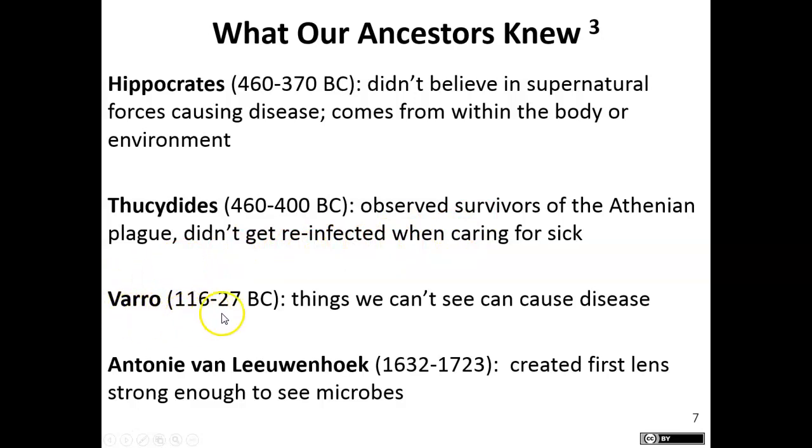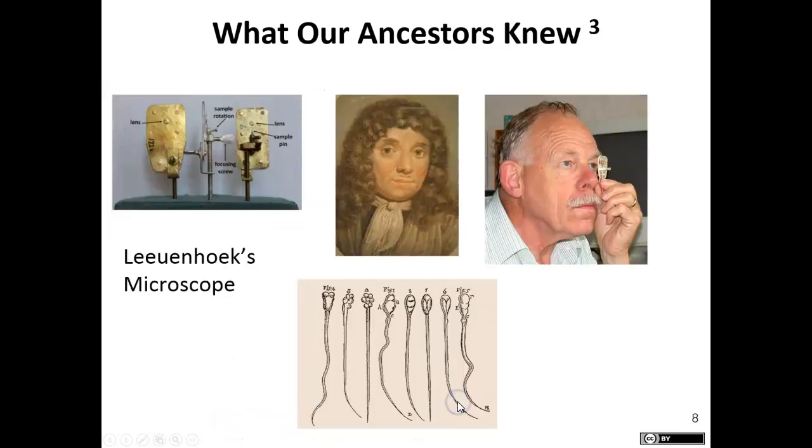Varro, 116 to 27 BC, said things we can't see might cause disease. So here we have an individual talking about these invisible microbes. But it wasn't until the 1600s that we actually were able to start seeing microbes. And so Antony van Leeuwenhoek, a Dutch draper, created one of the first lenses that was strong enough to actually see microorganisms. So here's what his microscope looked like.